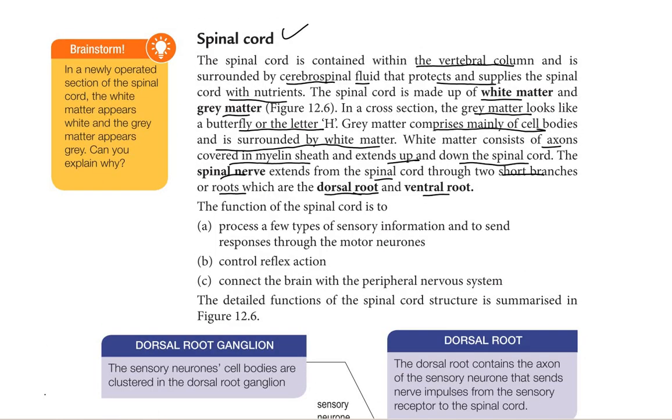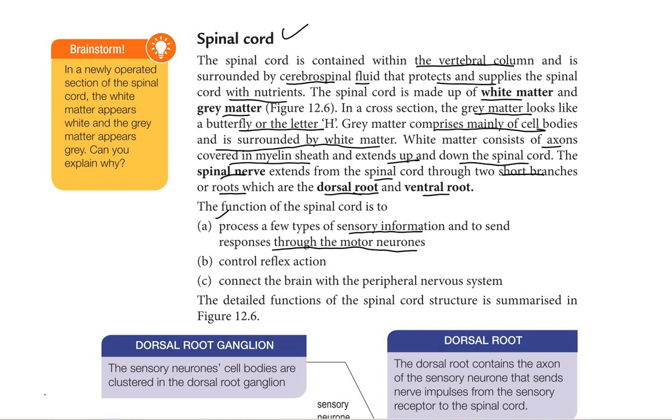The function of the spinal cord is to process a few types of sensory information and to send response through the motor neuron. So the spinal cord will receive the nerve impulse from the receptor through the sensory neuron, go to the spinal cord, then from the spinal cord it will send the nerve impulse to the motor neurons and then to the effector. So this is the first function.